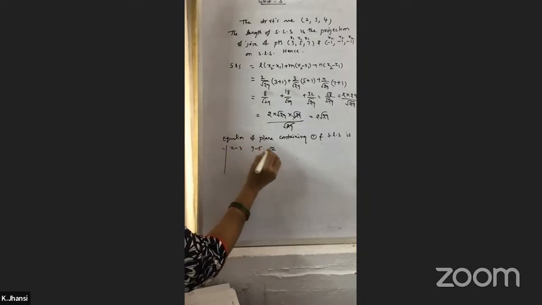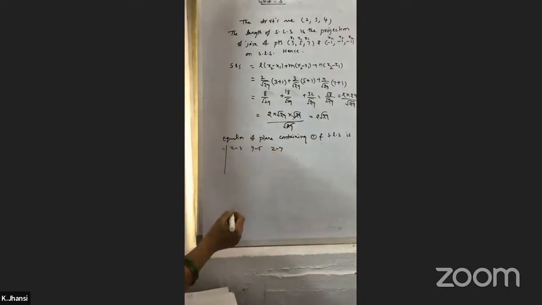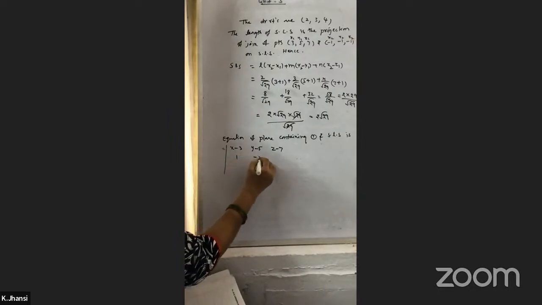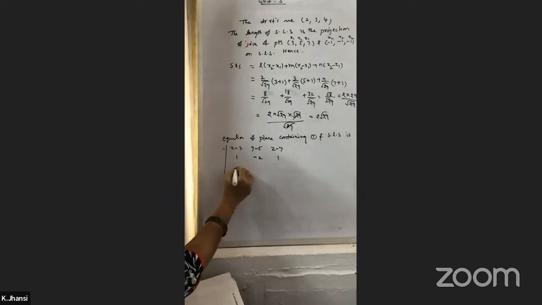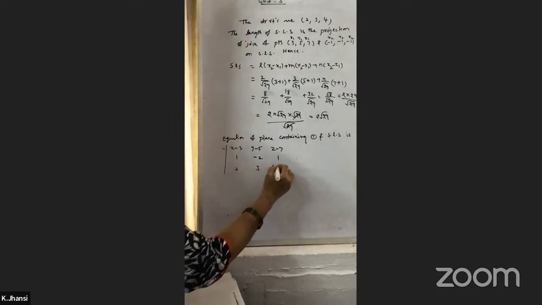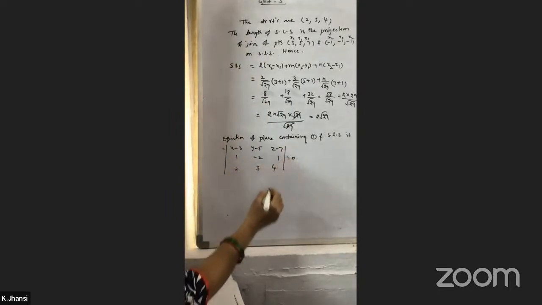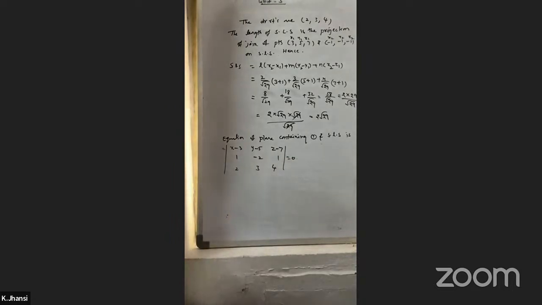X minus 3, y minus 5, z minus 7, and L1, M1, N1 are 1, minus 2, and 1 again, and the LMN values here, whatever we got, are 2, 3, 4, so it is equal to 0. So this is the equation of a plane containing line 1 and the shortest line segment.